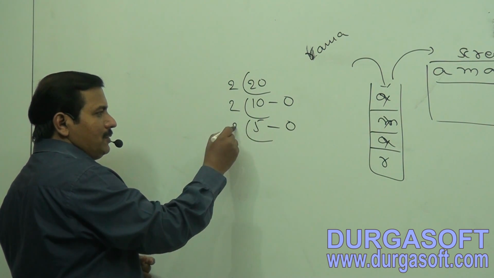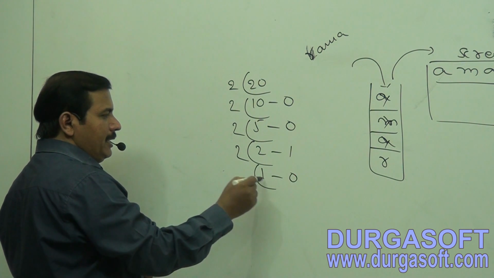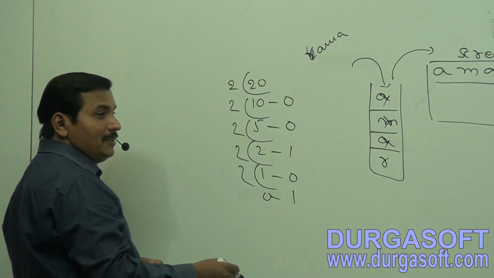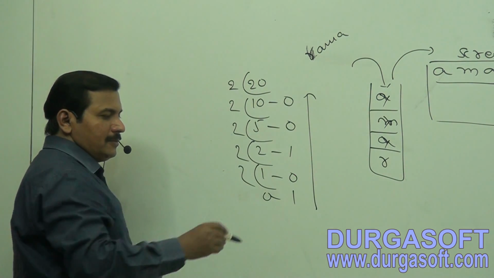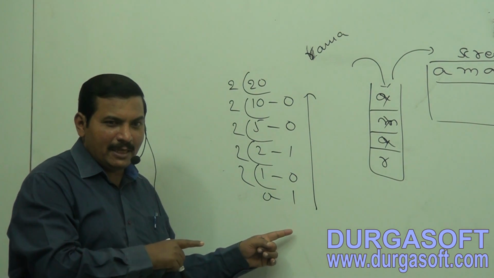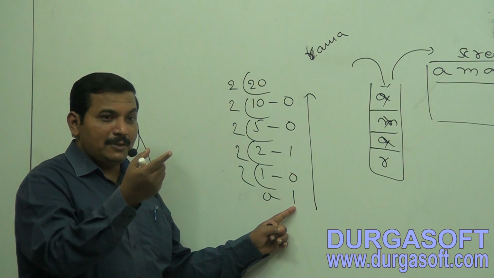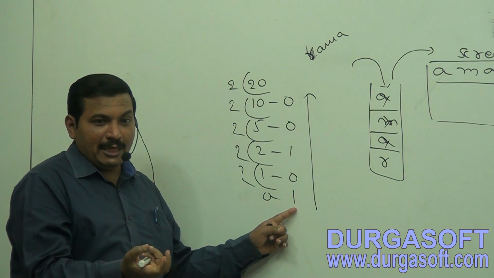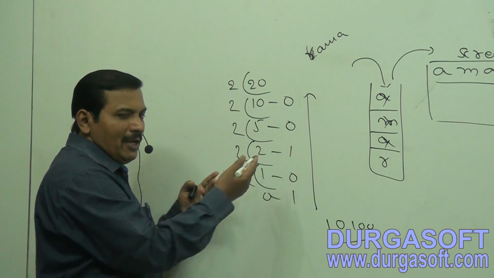Remainder is 0. 2 2s are 4, remainder is 1. 2 1s are 2, remainder is 0. 2 0s are 0, remainder 0. How are we listing these remainders? Top to bottom or bottom to top? What's the concept here? The last remainder we got, that we should display first. Yes? Why can we not use a stack here?